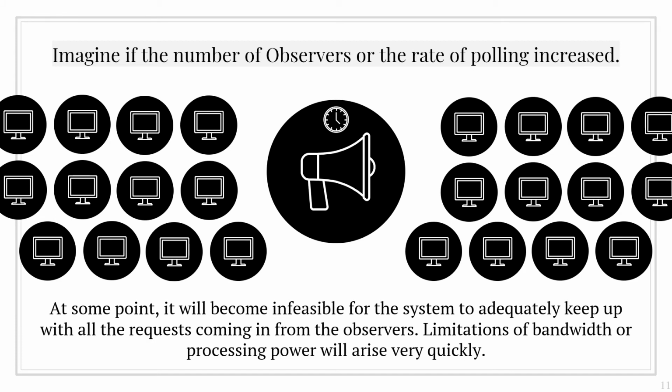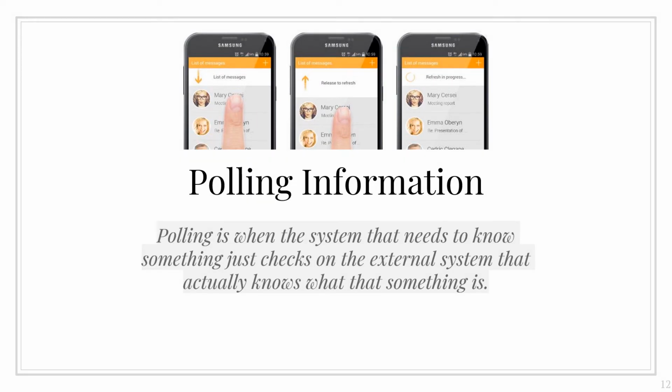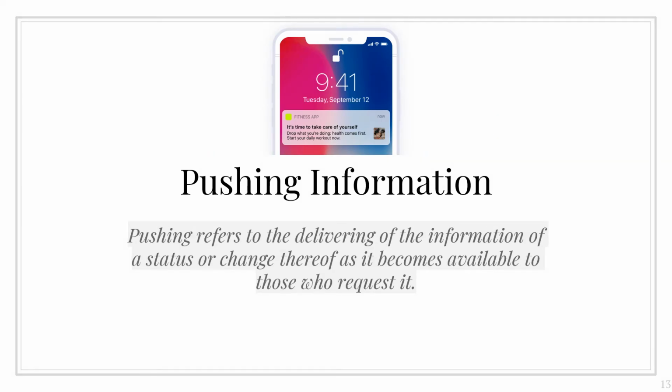Well, one solution is to not poll at all, and instead utilize the second way of distributing information changes, pushing. Now, as we said earlier, polling is the act of checking the status or state of another external device. Pushing is when that external device, the one that would have been polled, instead notifies other systems when changes occur. That's where the push in push notification comes into play.